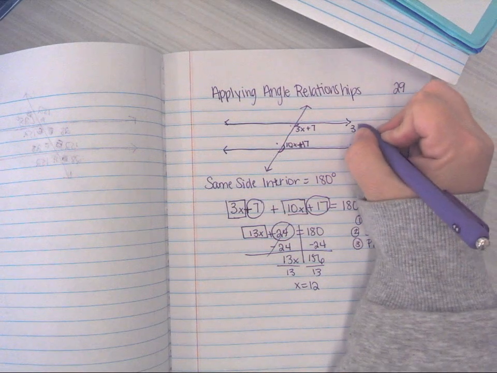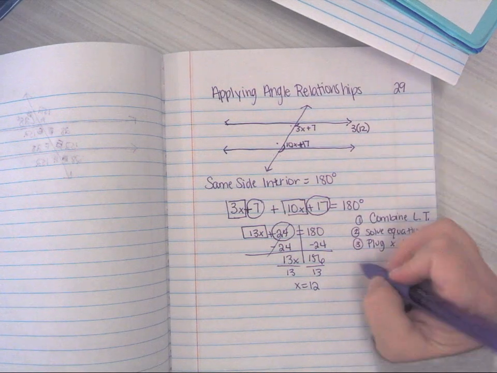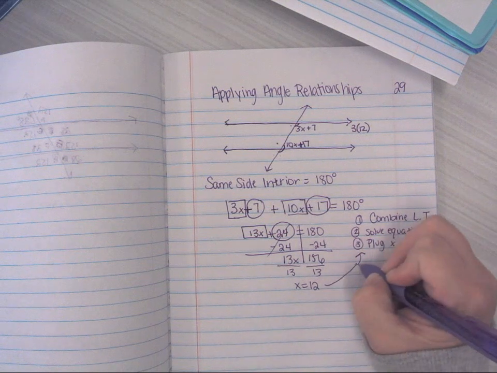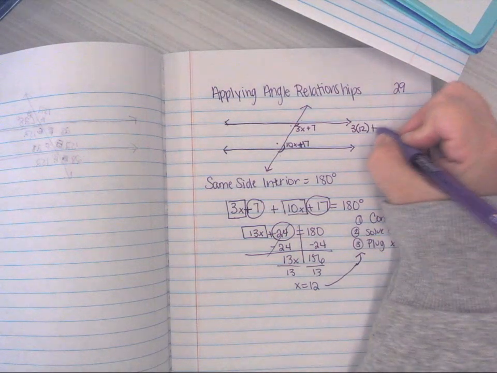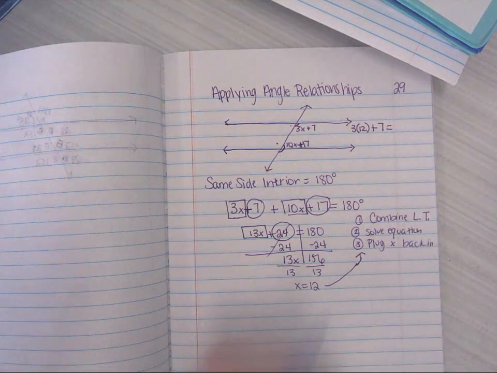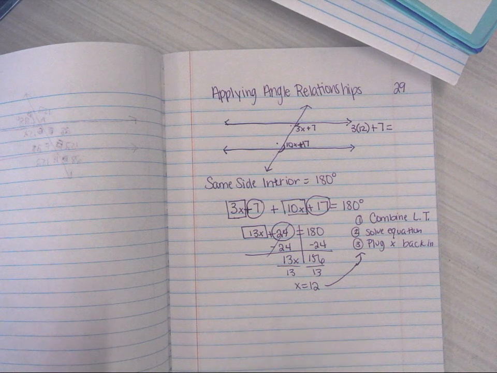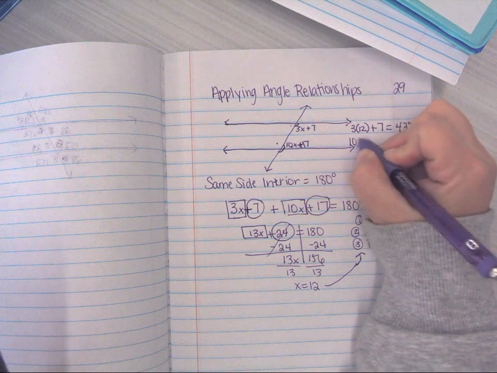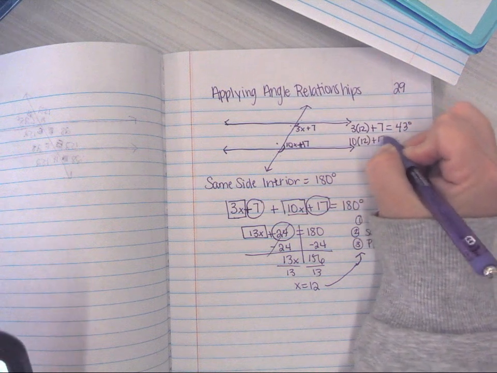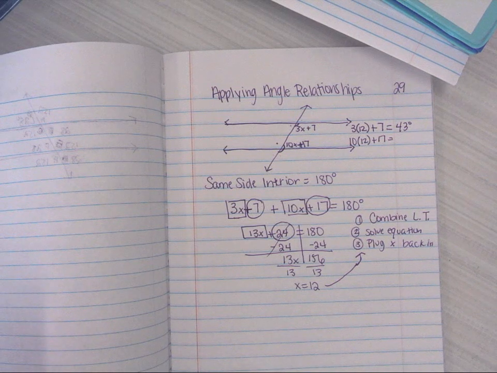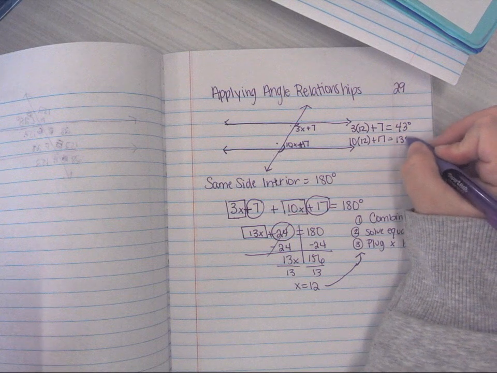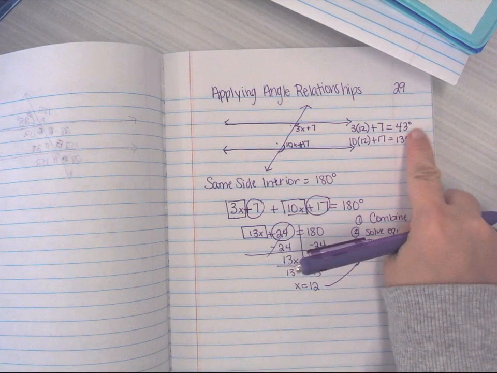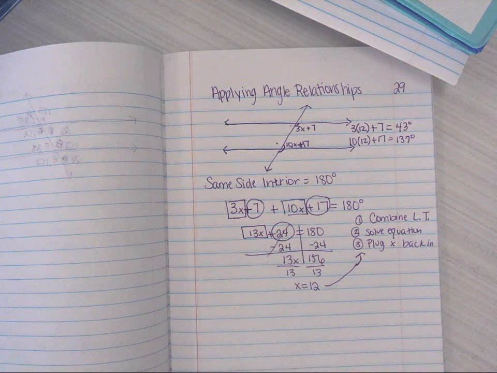Okay, so I have 3 times 12. I'm going to draw an arrow so we know we're going up. 3 times 12 plus 7. And I can just do that in my calculator. 3 times 12 plus 7 is equal to 43. And then I have 10 times 12 plus 17, which is 137. So this angle is equal to 43 and this angle is equal to 137.